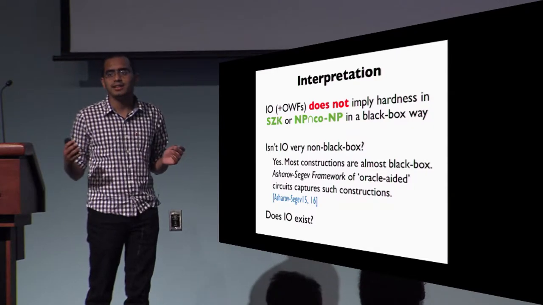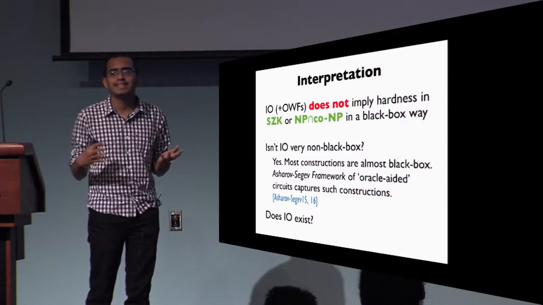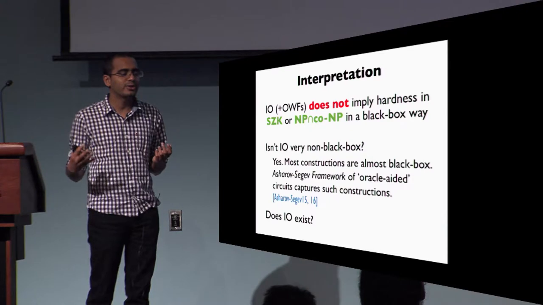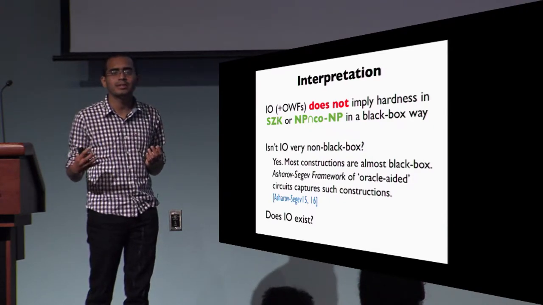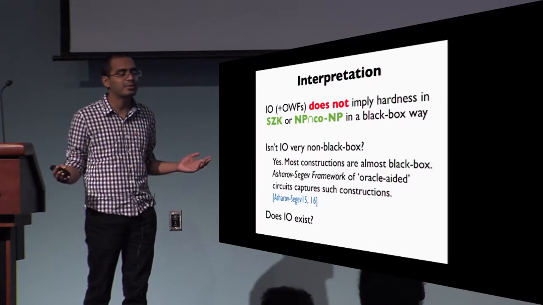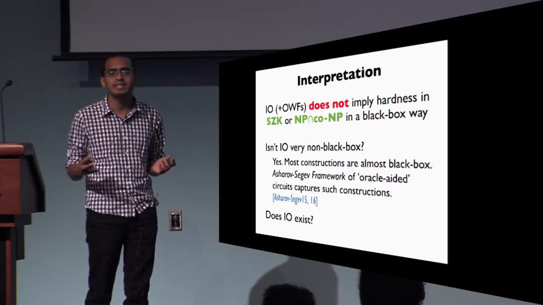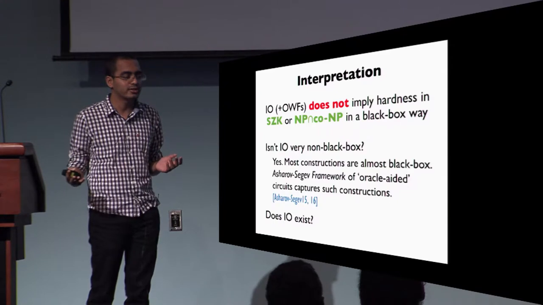Secondly, does I/O exist? The nice thing for this work is it doesn't matter. Even if I/O did not exist, we have still learned something. For example, this lets us know that public key encryption does not imply hard problems in SZK, and this holds regardless of whether I/O exists or not.